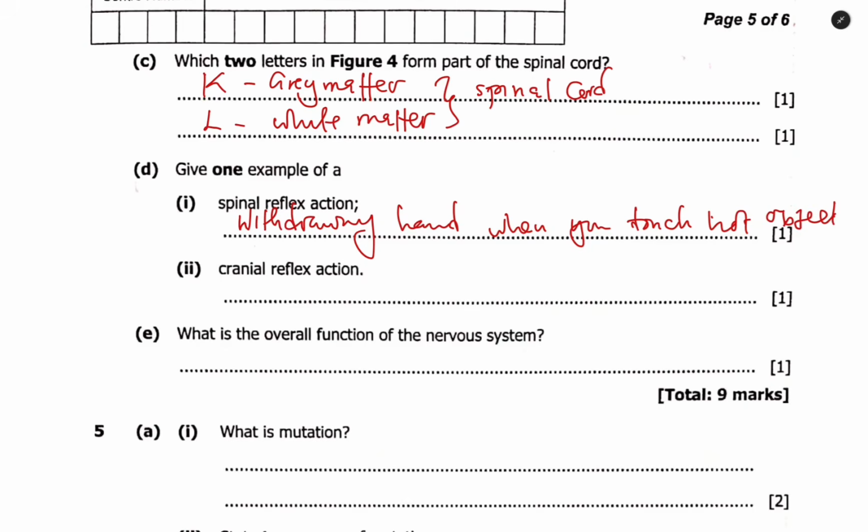Then, of course, what about cranial reflex? Those are processed, okay? The processing happens in the brain. So you can talk of what? Blinking as an example. Okay?